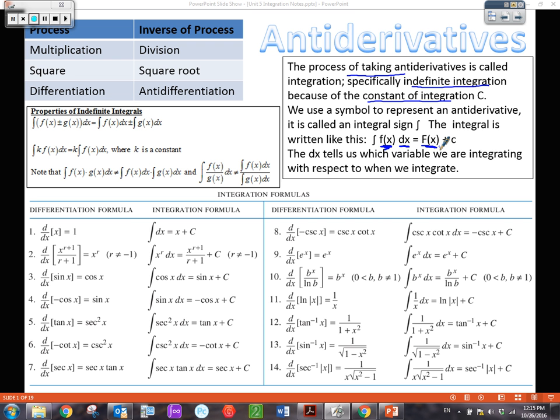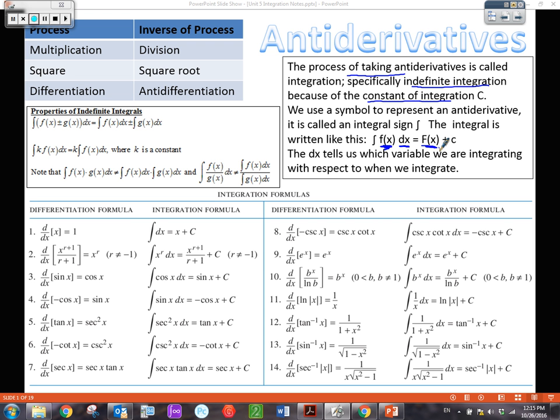Let's see. So when we were doing limits, remember that? We had so many rules we could use. It was like a ton of them. Remember that? You could split the limit. You could have the limit divided by another limit. We got to do all kinds of things. With antidifferentiation or integration, we only have 2. We have 2 rules. That's it.